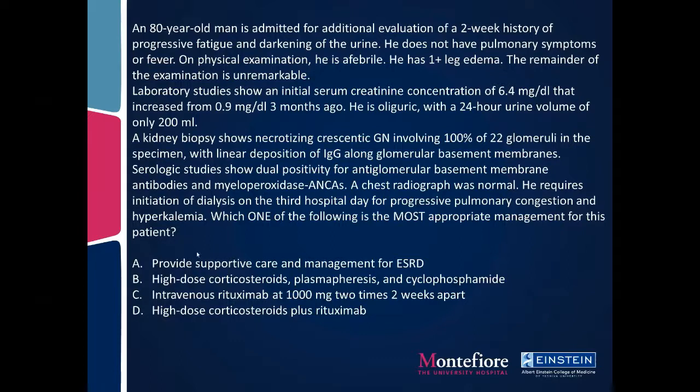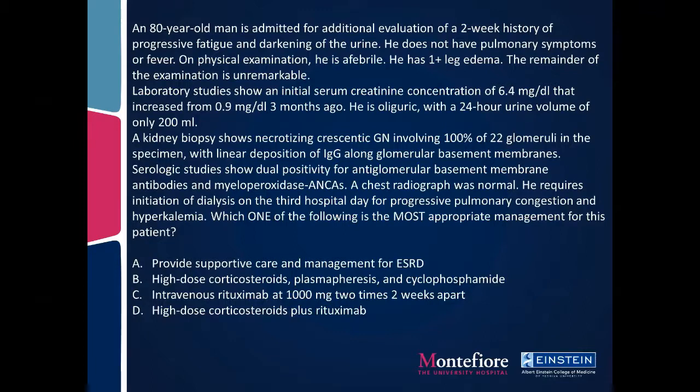And the question is, which one of the following is the most appropriate management for this patient? So what it's trying to get at is, what diagnosis does he have? Does he have anti-GBM disease, or does he have ANCA vasculitis? And hopefully, when we talk through the lecture about the immunofluorescence, you'll be able to come up with a diagnosis. And the question is, which is the most appropriate management?